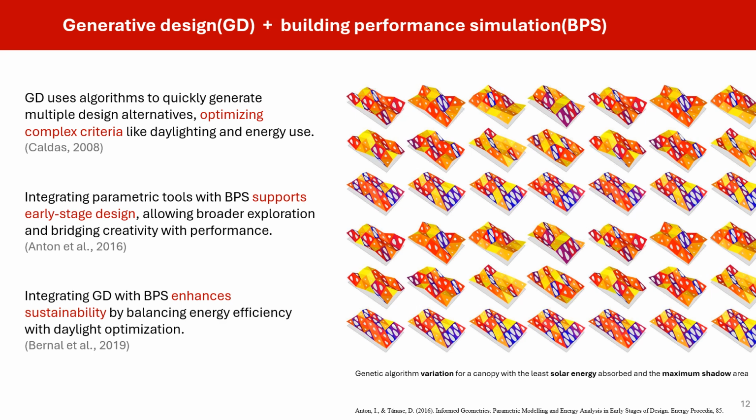This approach, as highlighted by Caldas, significantly enhances the efficiency of design processes. Moreover, integrating parametric tools with building performance simulations allows for earlier stage exploration, bridging creativity with performance, as emphasized by Anton et al. Furthermore, studies by Bernard et al. demonstrate how the integration of generative design and building performance simulation can effectively balance energy efficiency with daylight optimization, which enhances sustainability of architectural design.